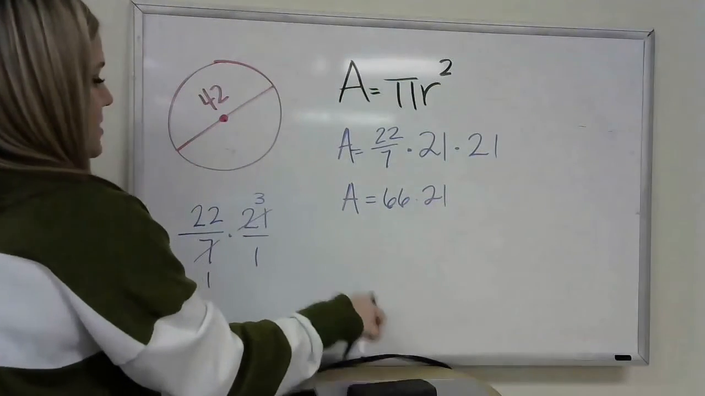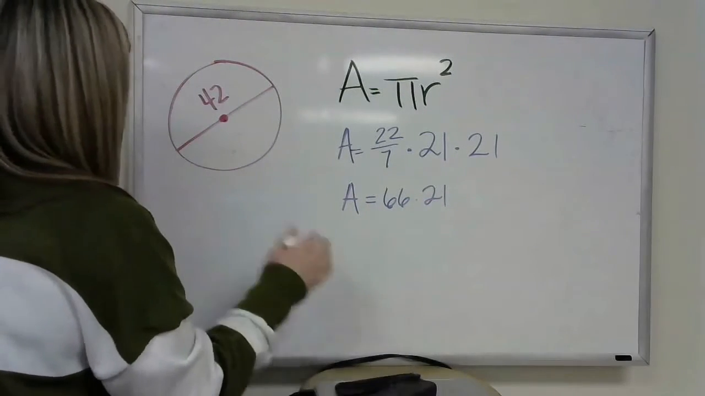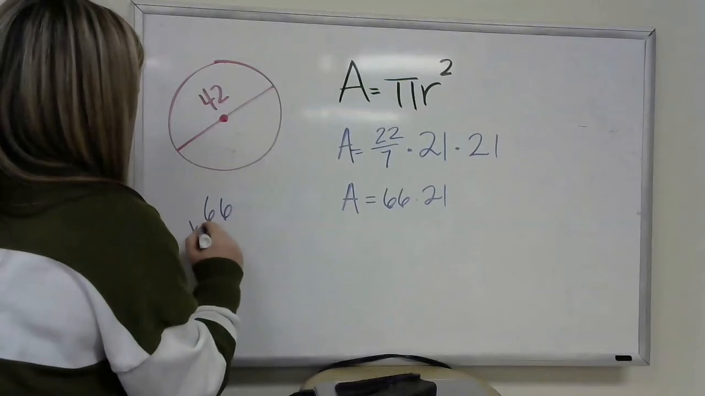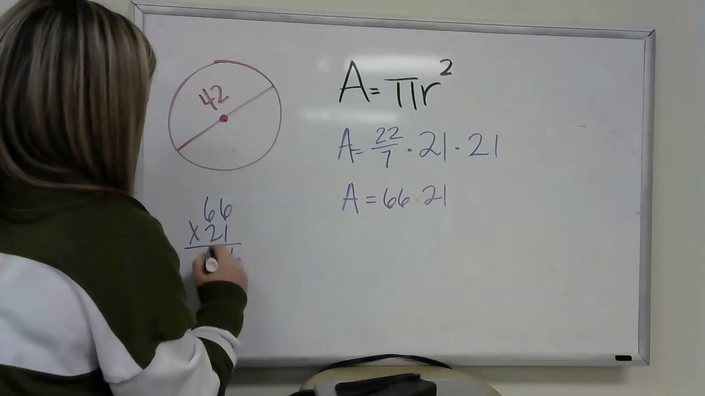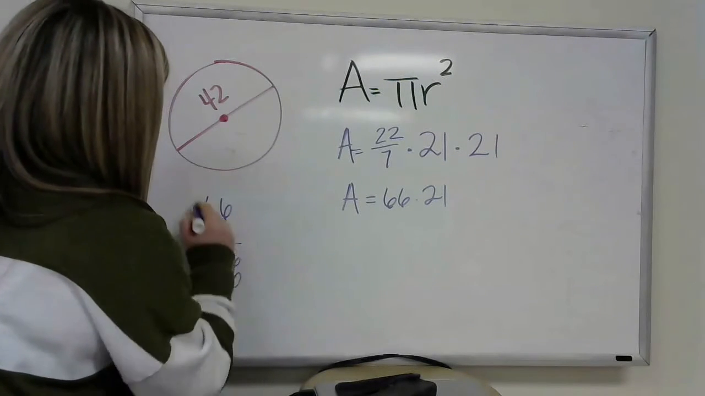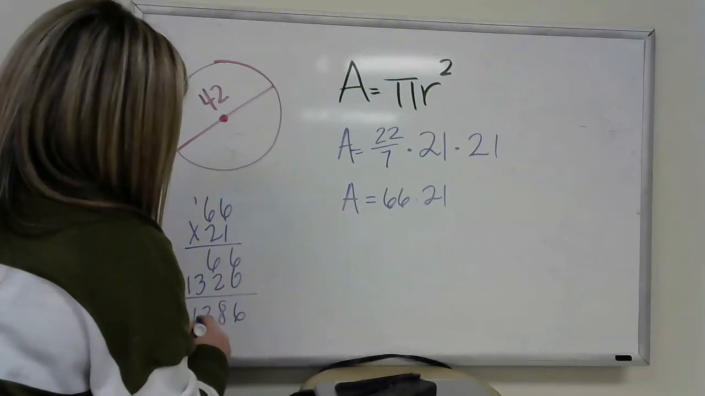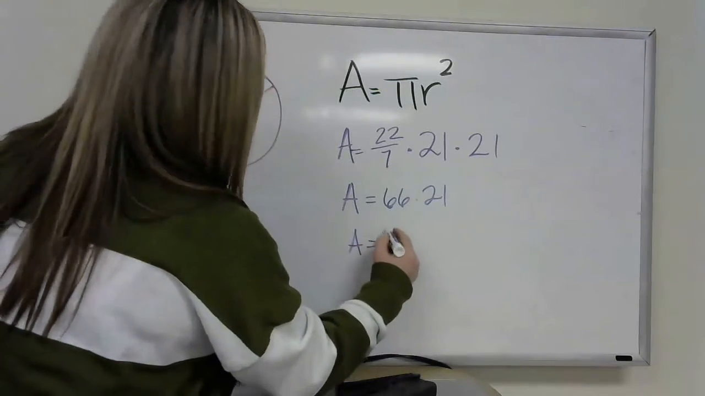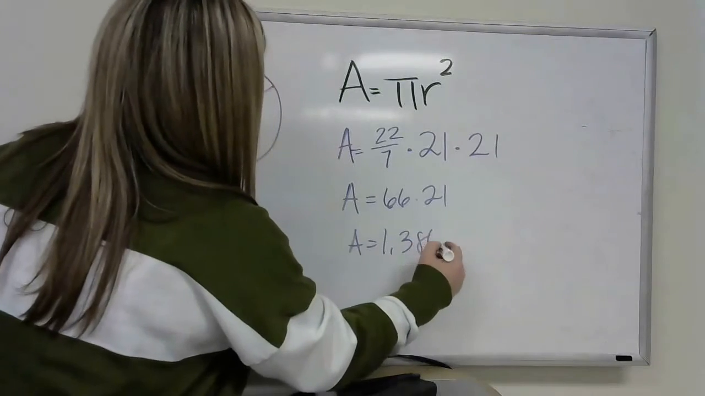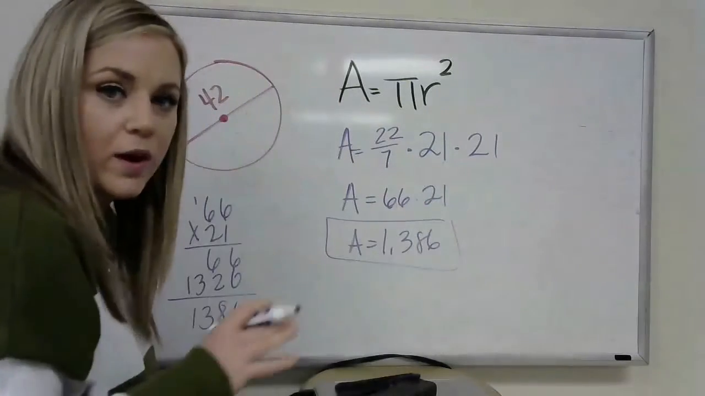All right, so let me erase this, and now I'm going to do 66 times 21. 6, 6, 0, 12, and we have 6, 8, 3, 1. So the area of this circle is 1,386 yards, meters, whatever it is.